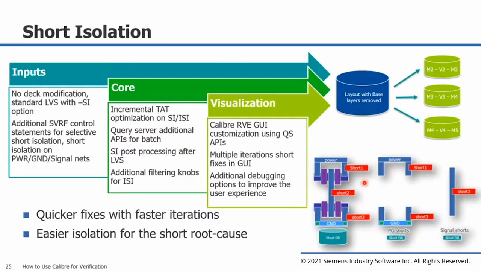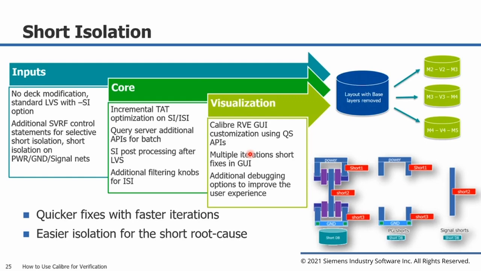Short isolation is one of the features in Calibre LVS. It is without any modification to the LVS deck. You just need to add -si in one of the options, and this one actually checks for shorts.